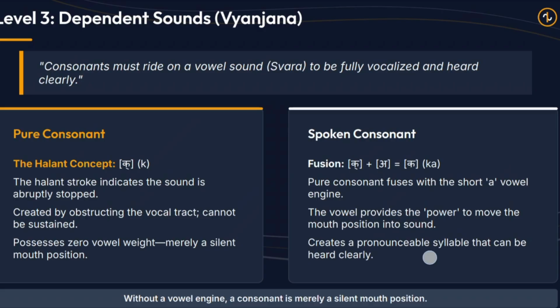So, what is a pure consonant? That has the halant concept. Halant means a line below the original letter. The halant stroke indicates the sound is abruptly stopped. K, created by obstructing the vocal tract, cannot be sustained, possesses zero vowel weight, merely a silent mouth position. So how will it be in a spoken consonant? It will be the fusion of k plus a, that will be ka. So the pure consonant fuses with the short a vowel engine. The vowel provides the power to move the mouth position into sound, creating a pronounceable syllable that can be heard clearly. So it's in the same way.